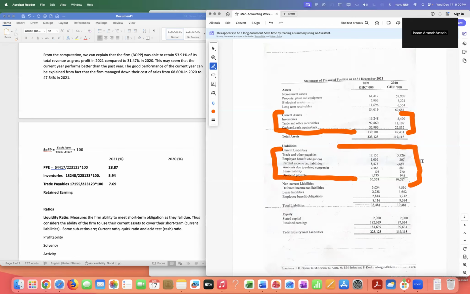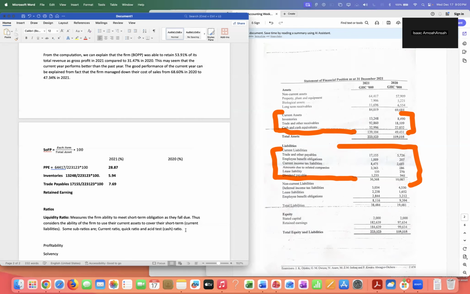All right. So our ability to use this element to pay this. Quickly, let me work out for one, which is the current ratio.